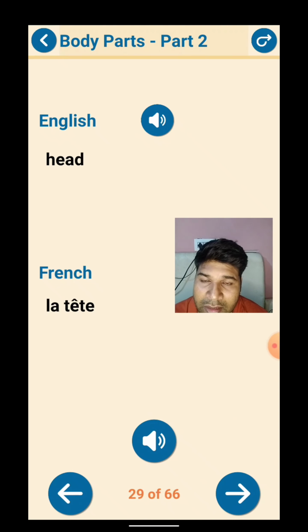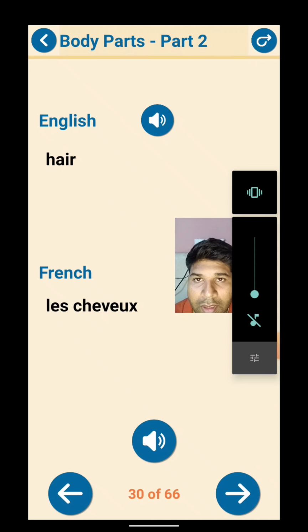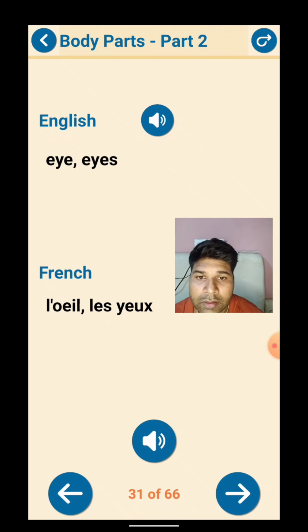Head in English, la tête in French. Hair in English, les cheveux in French. Eye in English, l'œil in French. And in case it is plural, eyes, then it will be les yeux. So there is l'œil and then the plural is les yeux in French.